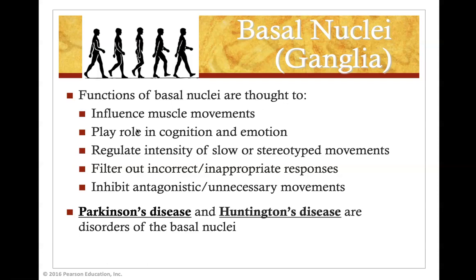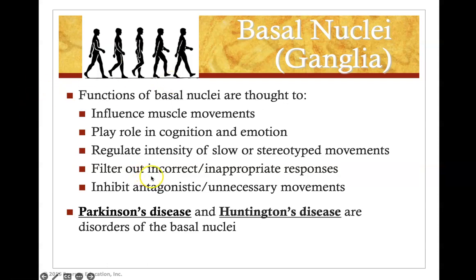They also can regulate the intensity of some of our slower or stereotypical movements. So what's a stereotypical movement? This is a movement that you do that doesn't really have a purpose, and it's one that you don't necessarily think about. For example, when you're walking, you swing your arms. Do you need to swing your arms to walk? Not necessarily. So this is one of those stereotyped movements that we do, and that's controlled by our basal nuclei, which is why you don't voluntarily think about swinging your arms.